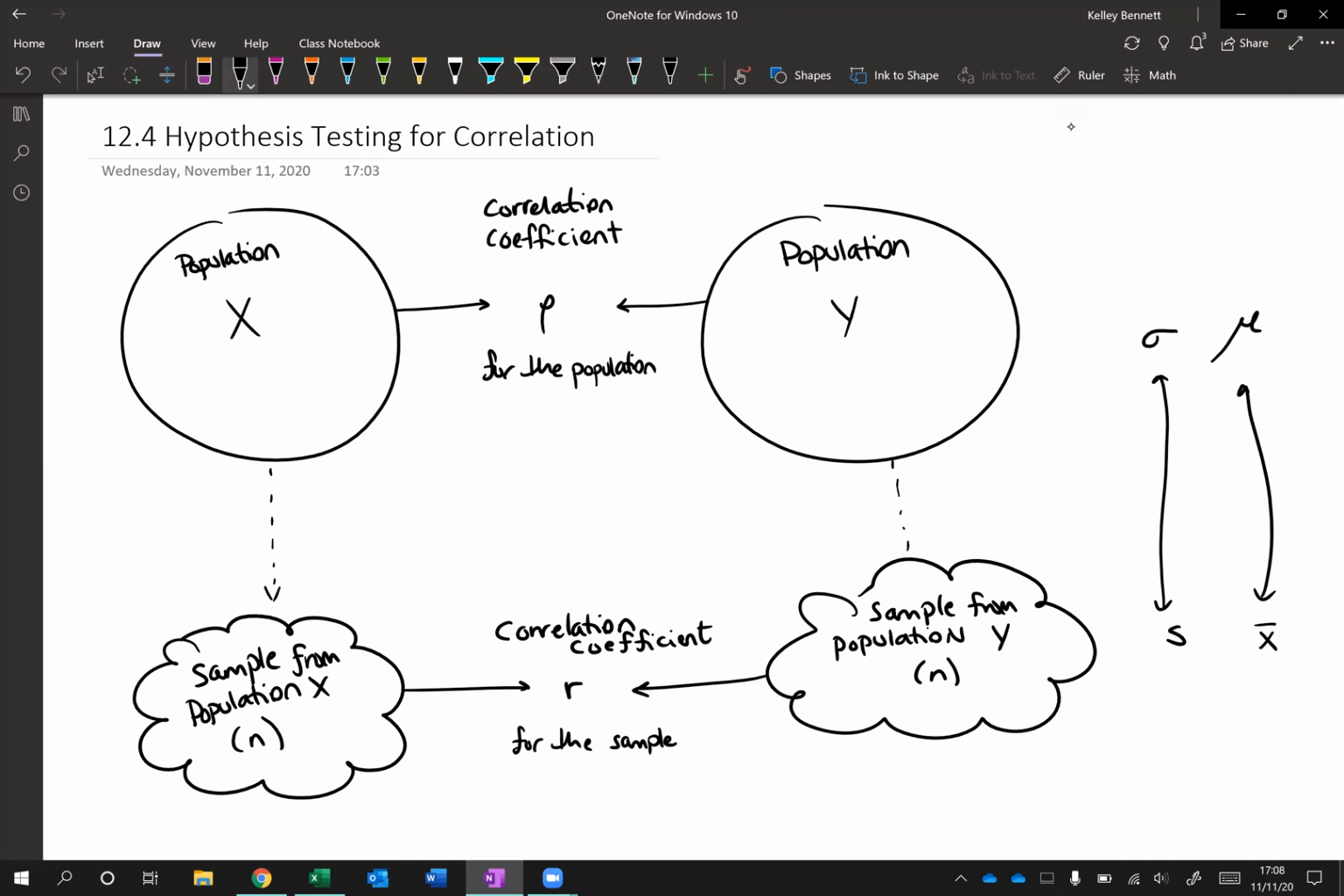So when we get a sample, we might ask ourselves, is this indicative of the population parameter? Is this a good sample? Is my correlation coefficient telling me a broader picture about rho, the correlation of the population? We answer those questions using a hypothesis test.